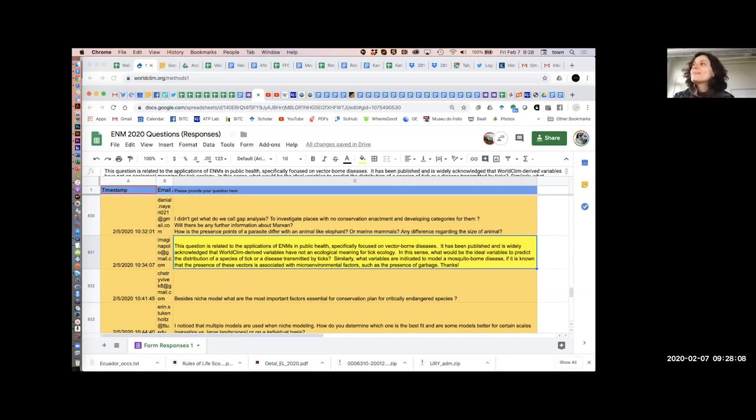Yeah, this is a surprising statement, that WorldClim variables don't have an ecological meaning for tick ecology. Because, I mean, ticks are part of an ecosystem, right? So ticks require certain types of vegetation, I'm assuming. I'm not a disease ecologist, but I'm assuming they do, that the microenvironments for ticks have to do with vegetation, and vegetation has to do with climatic conditions too. So yeah, it's not thinking about the scale, the multi-scale, the dimensionality problem of this statement.